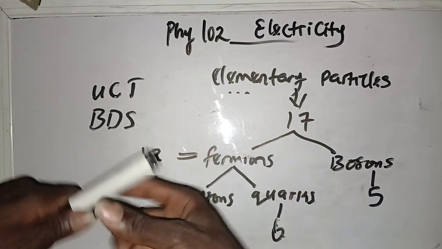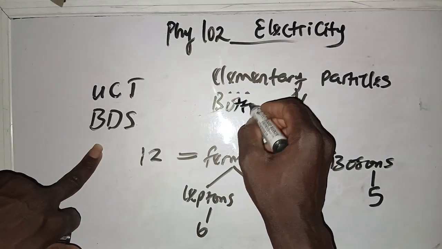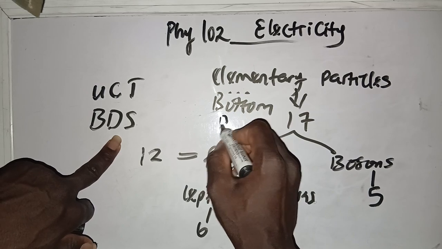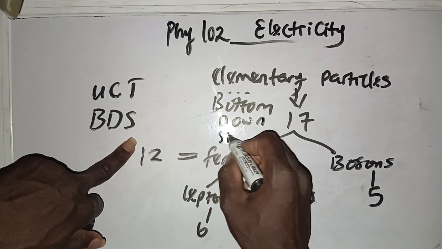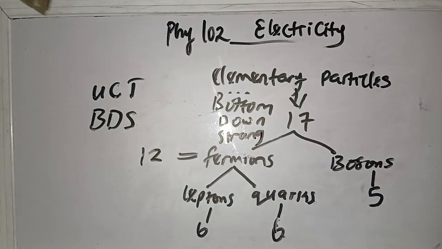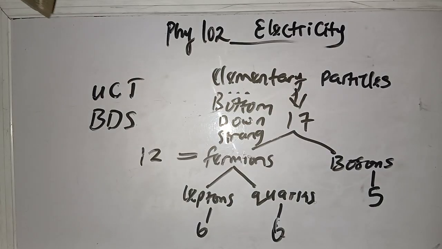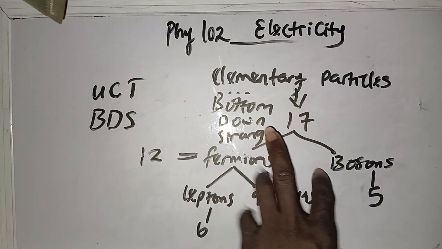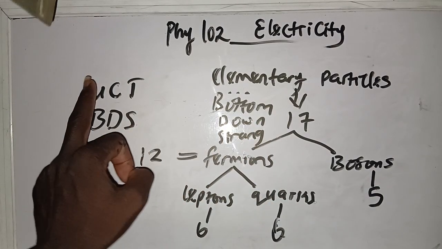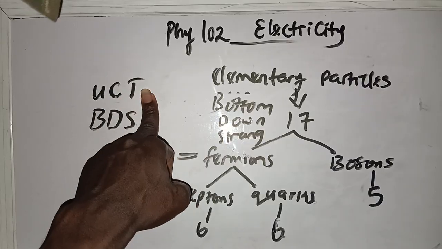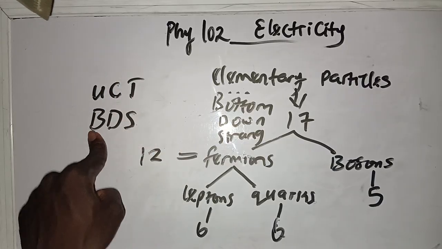For the BDS, we have the bottom, the down, and the strange. I think there is one that has a nickname. I think one is called Beauty, maybe the bottom or the top. I'm going to confirm that and drop it in the comment section. But the main names are up, charm, and top, bottom, down, and strange.